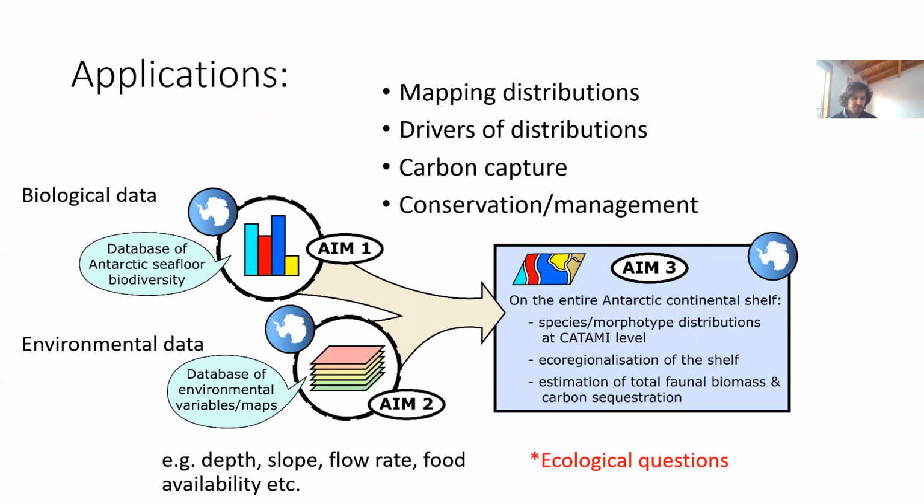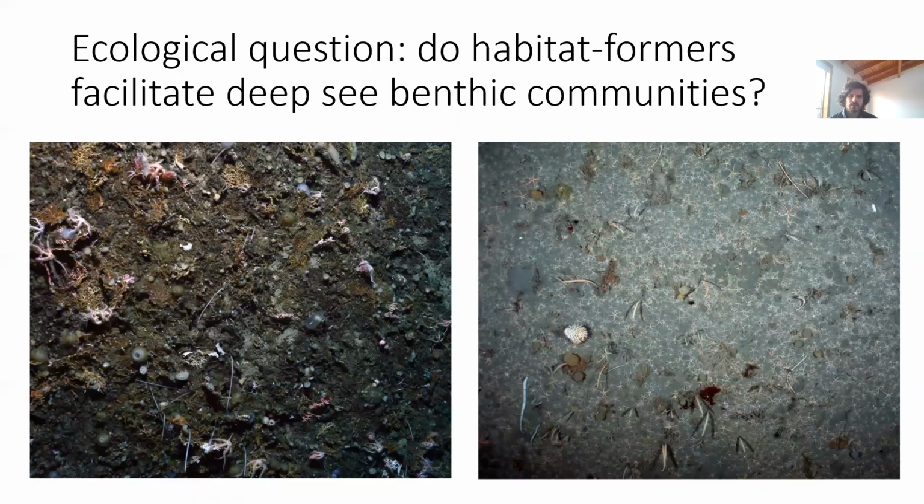But potentially there are some other uses of these databases. For example, it can be used to answer some ecological questions. So we know that environmental factors are strong drivers of species distribution for these benthic assemblages, but we don't really know the extent to which species interactions shape these communities. This is certainly true for opportunistic species such as brittle stars, which appear to be distributed everywhere. And we don't know if the nature of these relationships depends on habitat type.